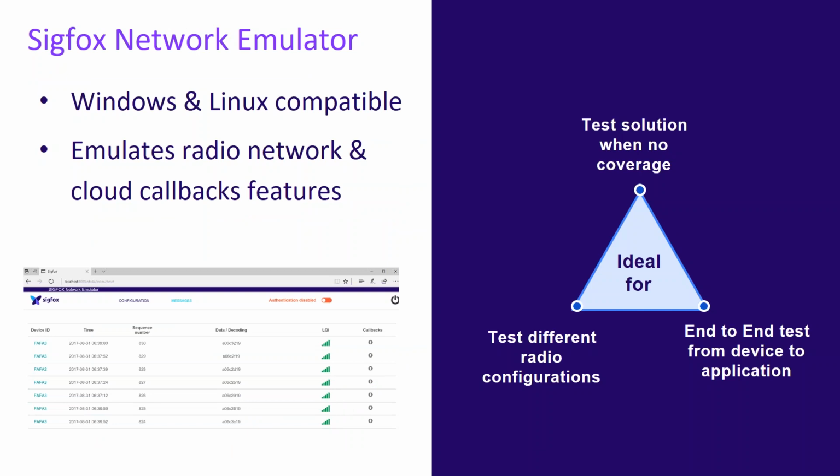The Sigfox Network Emulator is good for different use cases. The first one that is interesting for the SDR dongle is when you want to test your solution where you don't have any coverage. At the moment, Sigfox is present in 45 countries, and we are rolling out the network, and the goal is to get into 60 countries by the end of the year. But if you don't have any coverage in your area, but you want to develop a Sigfox IoT solution, the SNE is a perfect tool for that to start testing your application.